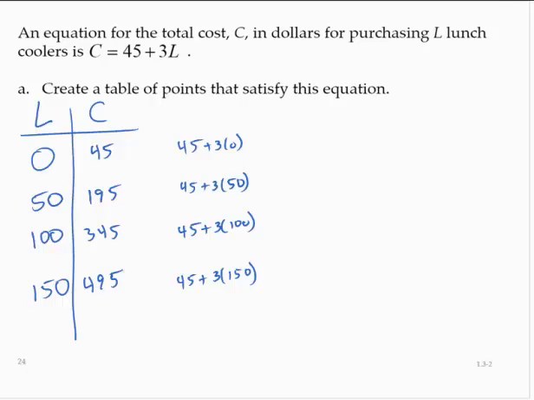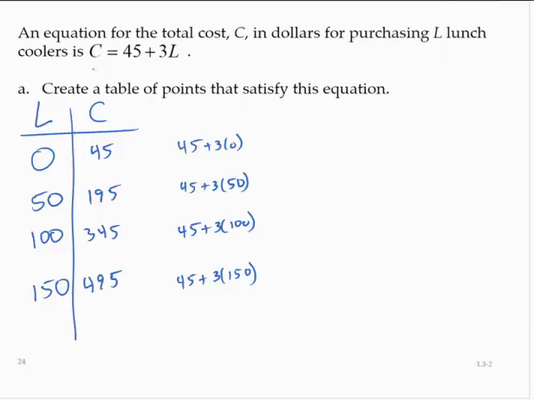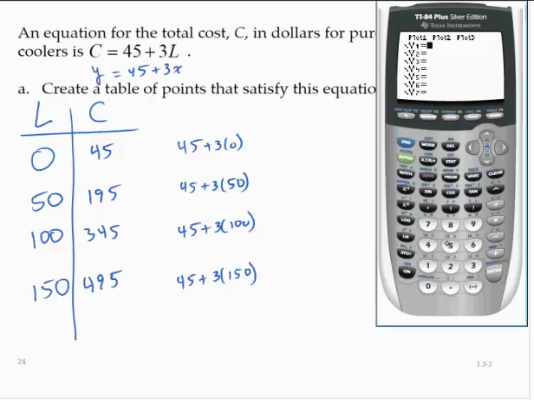Now actually, your calculator is a good tool for this. Your calculator can be used to create tables of values once you know how to use it. First thing we want to do is get our calculator on and go to the y equals screen. This is similar to having the equation y equals 45 plus 3x, where we tend to think of the x as our L variable. So I will type in 45 plus 3x.